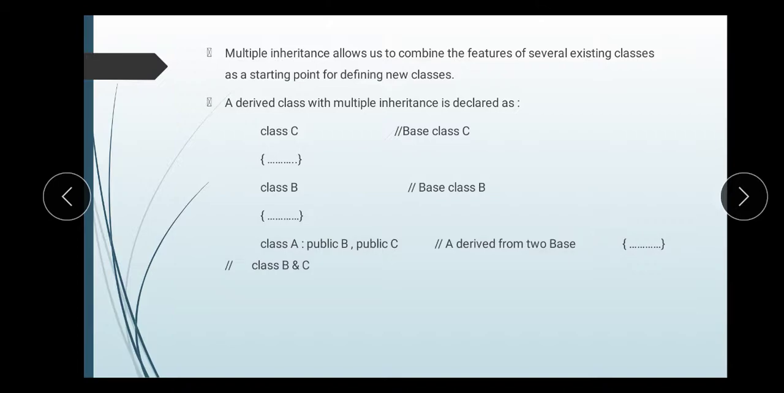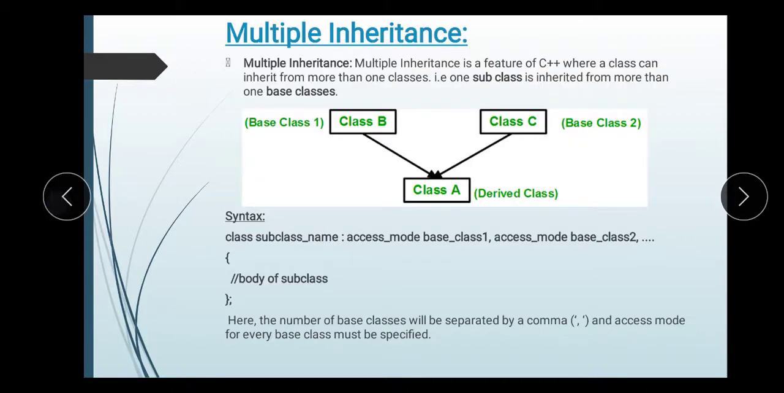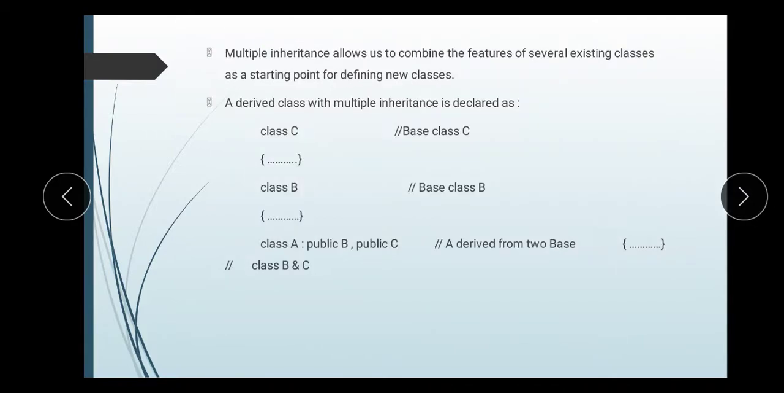Here I am showing you one example of how multiple inheritance is written. A derived class with multiple inheritance is declared as follows. In the last example, class C and class B both are the base classes, whereas class A is a derived class, which is written in this way. Class C is a base class which is defined in a normal way. Class B is also a base class which is defined like a simple class. Now class A is derived from two base classes, B and C. So how do we write the syntax? Class A colon public B comma public C.